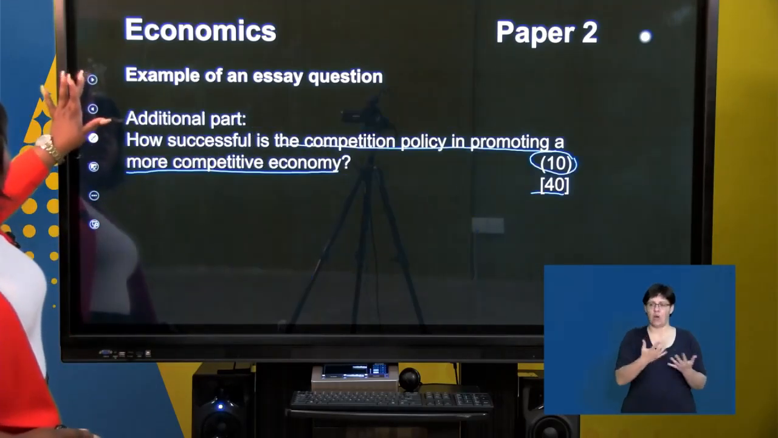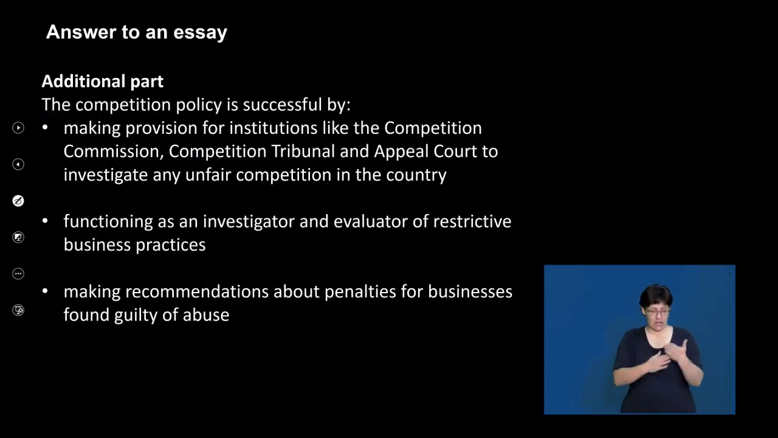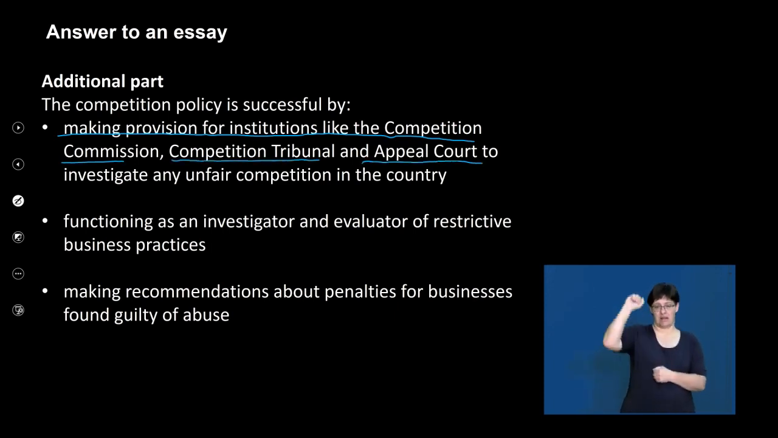Now let's look at how we tackle our additional part, right? For the additional part, you need to discuss or evaluate the success of the competition policies in the country. Now, typically, this is how we would answer. The competition policy is successful by making provision for institutions like the Competition Commission, the Competition Tribunal, and the Competition Appeals Court to investigate any unfair competition in the country. You get your 2 marks there, right?